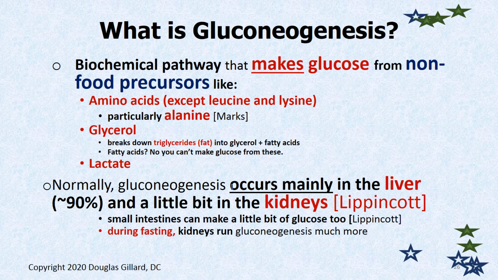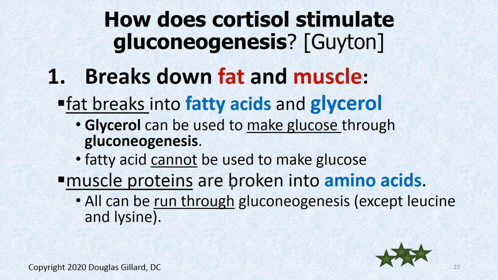And normally, where's this gluconeogenesis occurring? It occurs normally in the liver, about 90%. The kidneys are also probably 7-8%, and a tiny bit in the intestines too. But during fasting, if you don't have any food, the kidneys actually ramp up quite high, because they're very good at running gluconeogenic pathways.